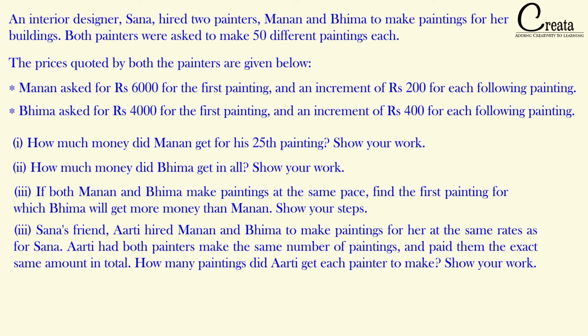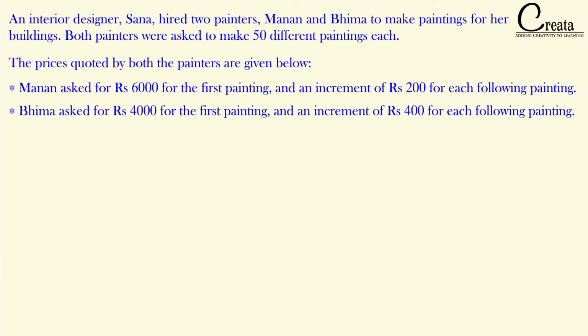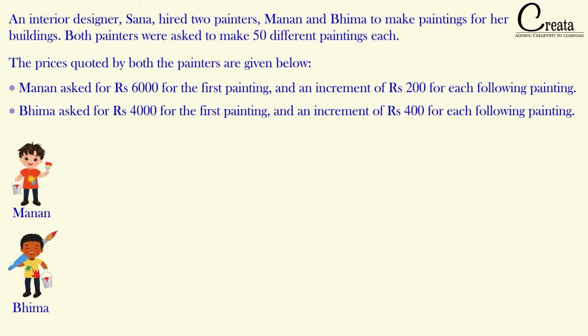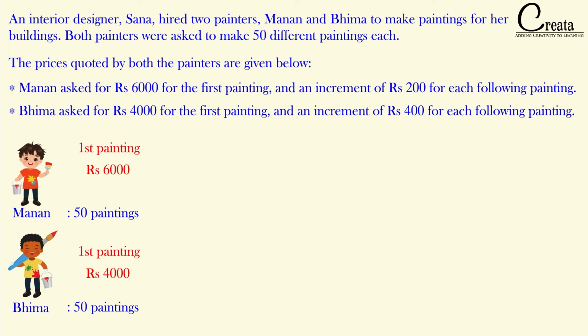In this question, an interior designer, Sana, has hired two painters, Manan and Bhima. They will make 50 different paintings for Sana. It means Manan will make 50 paintings and Bhima will make 50 paintings separately. Manan asked for rupees 6,000 for the first painting, while Bhima asked for rupees 4,000 for the first painting. Manan asked for an increment of rupees 200 for each following painting, while Bhima asked for an increment of rupees 400 for each following painting.